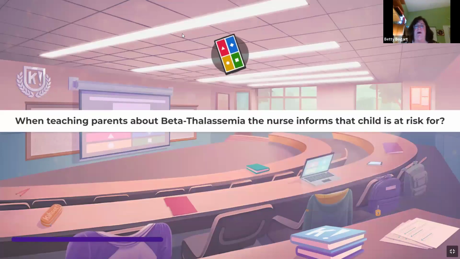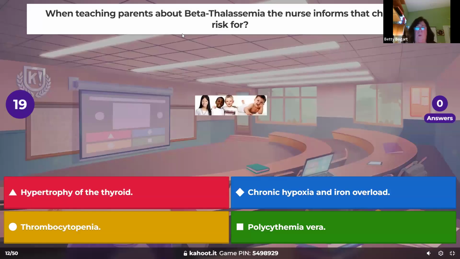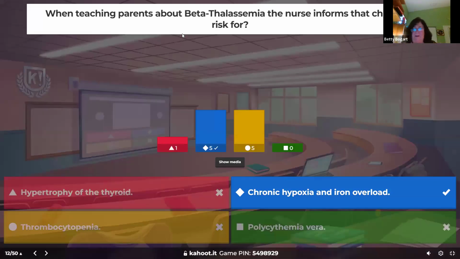When teaching parents about beta thalassemia, the nurse informs the child is at risk for what? What is that thalassemia, that Cooley's anemia? It is a shortened cell life. Those red blood cells, I call them the rectangular ones, burst. What's inside a red blood cell? Iron and oxygen. So it's chronic hypoxia and iron overload. That's how you have to think that question. Thrombocytopenia has nothing to do with thalassemia.